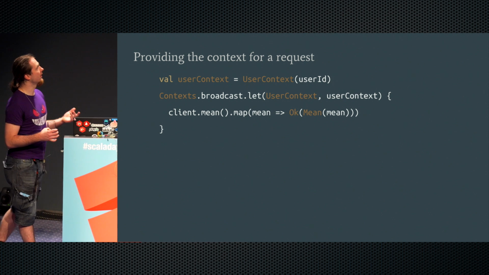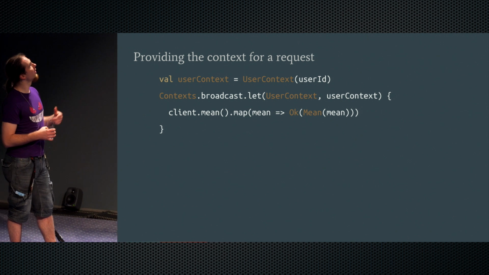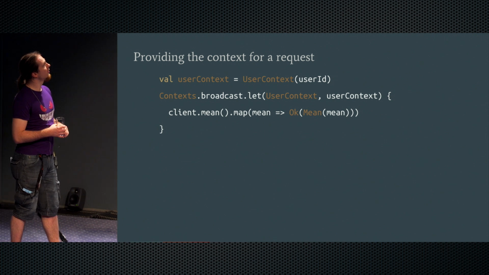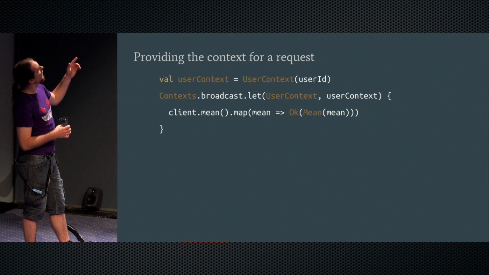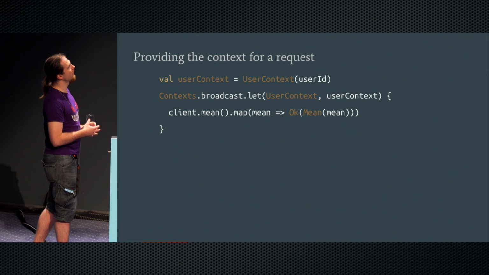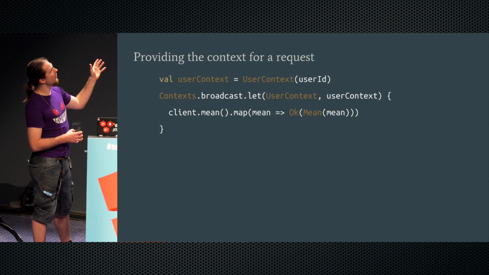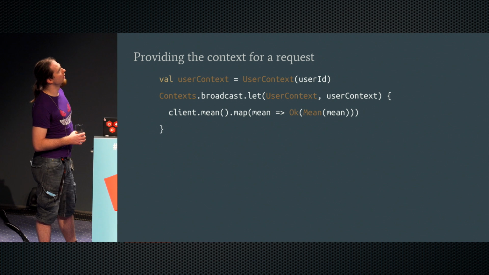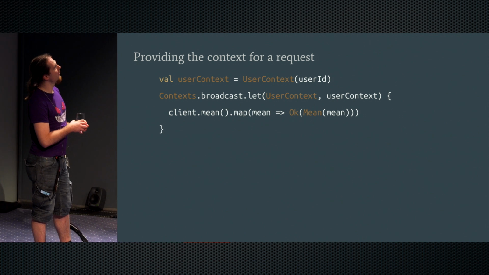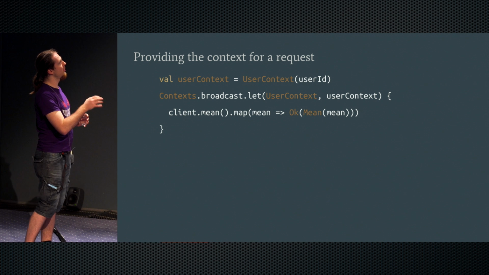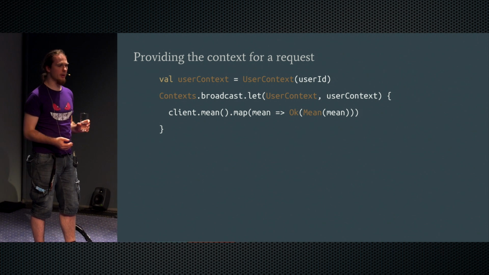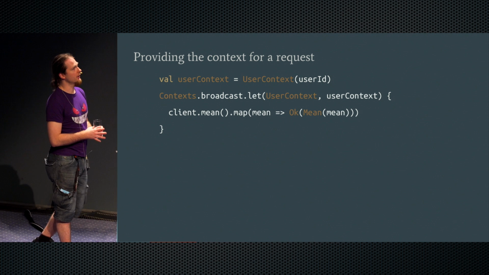So how do you use it? First of all, we have to provide the context. So in this case, we create a new user context. And this is, again, a pattern you see a lot more often. You have context broadcast.let. And let specifies, in this case, the key you want to broadcast and the actual context. And then you have a block where this context is applied to all the requests you make. So when you make 10 requests, all these 10 requests will contain this broadcast context.